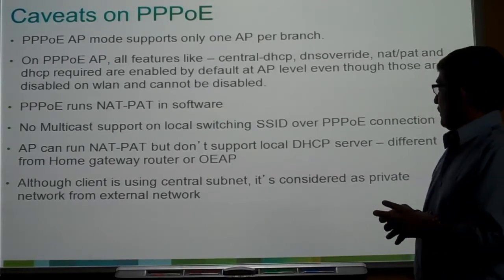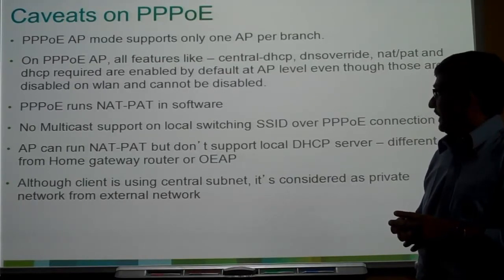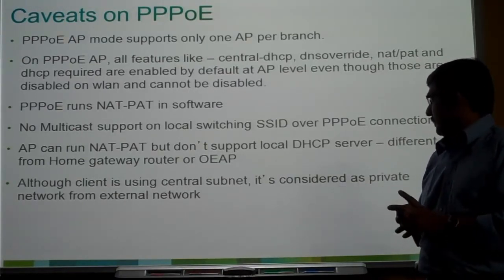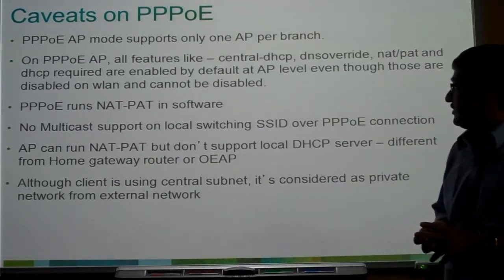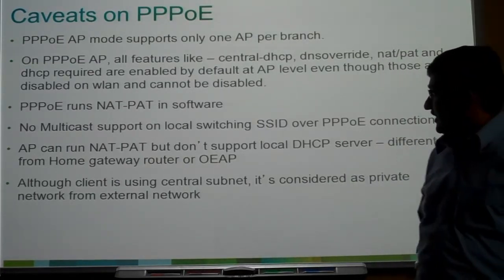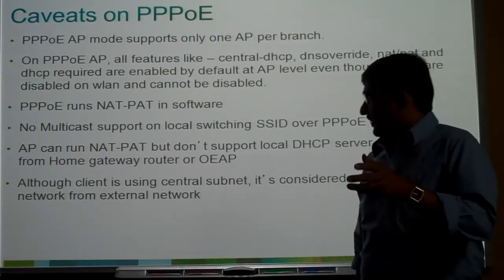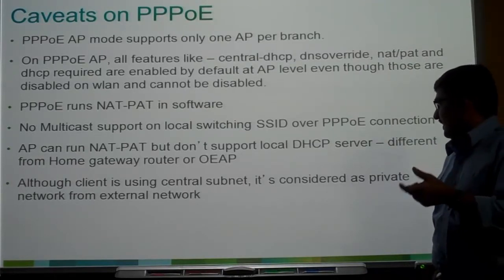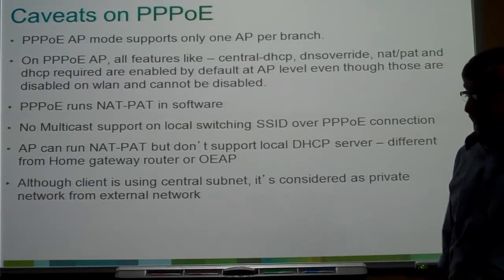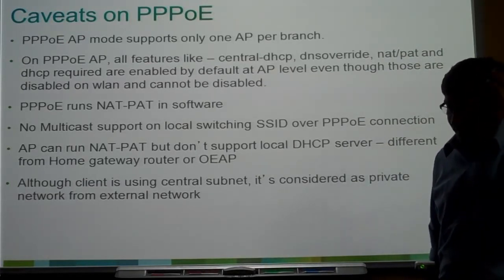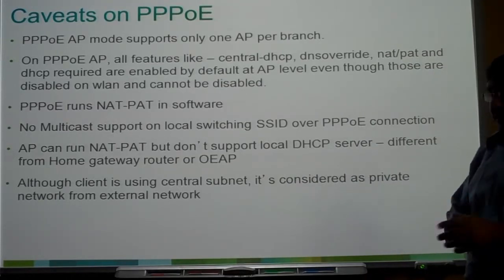No multicast support on the locally switched SSID. The AP can run NAT-PAT, but does not support a local DHCP server, so it needs central DHCP. Although the client is using a central subnet, it is considered a private network from the external network. So for visibility from the external world, it is still considered a private network.